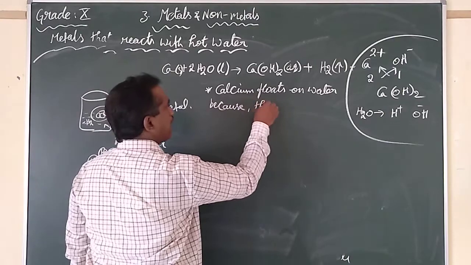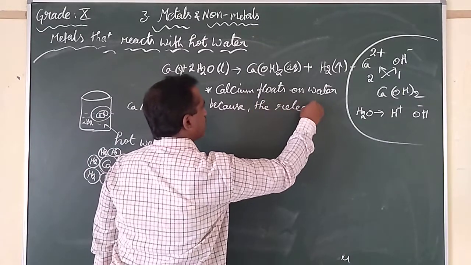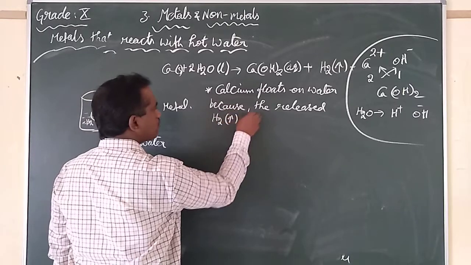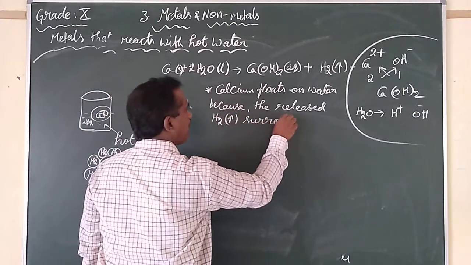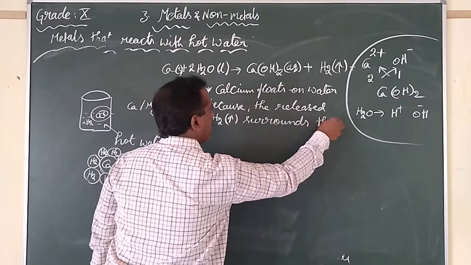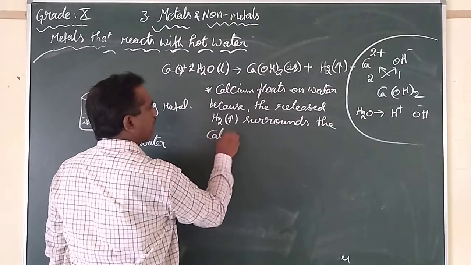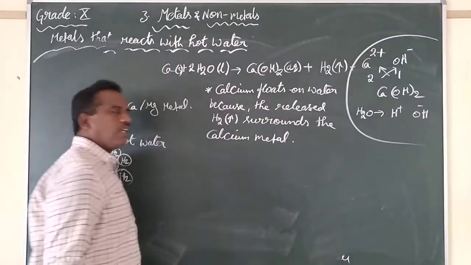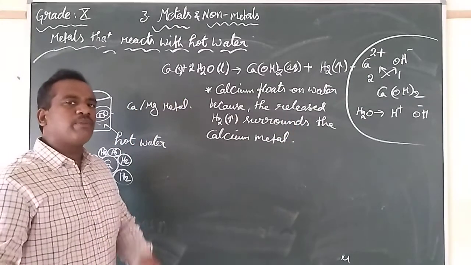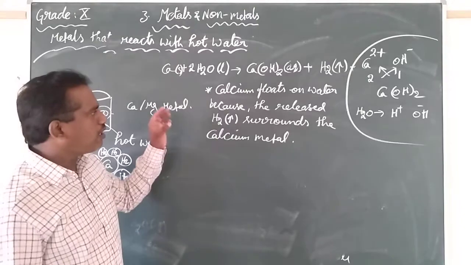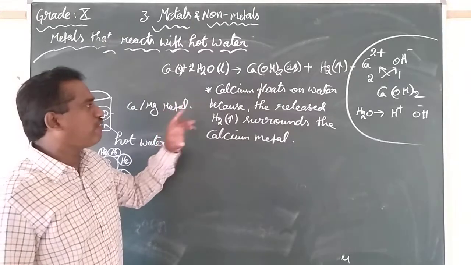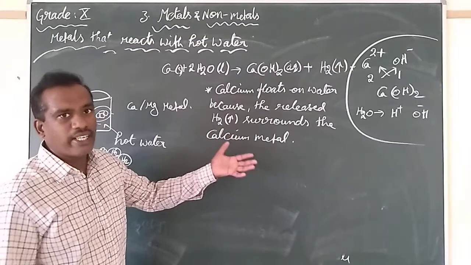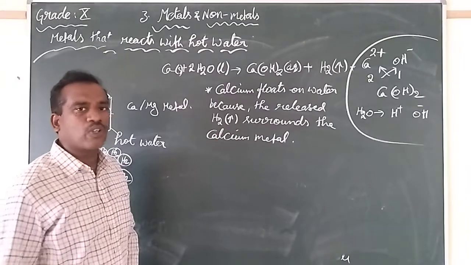Because the released hydrogen gas surrounds the calcium metal, this calcium metal will float on the water. One question will be raised: why does calcium float on water? Because the released hydrogen gas surrounds the calcium metal. It makes the calcium float on the water.